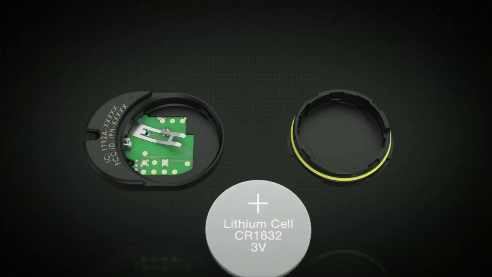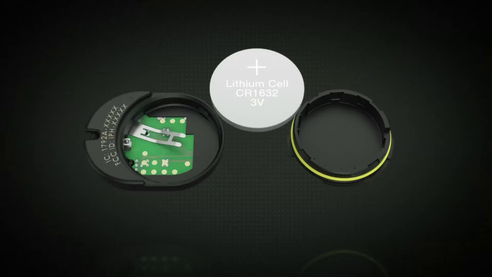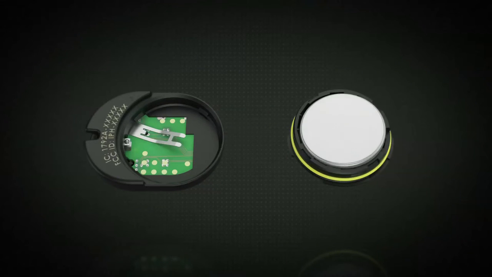Wait 30 seconds with the battery out. Insert the new battery into the cover. The positive side of the battery should be face down. The positive sign on the battery will not be visible when the battery is correctly installed.